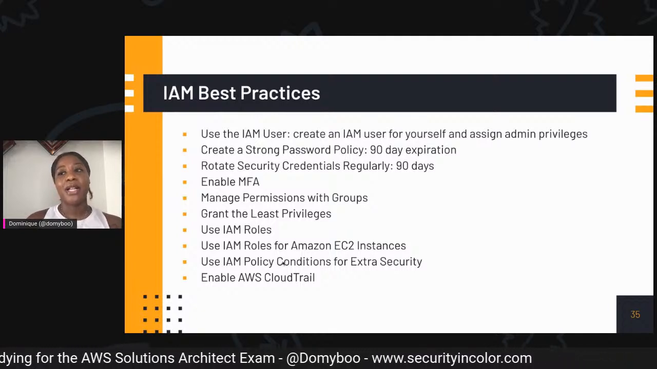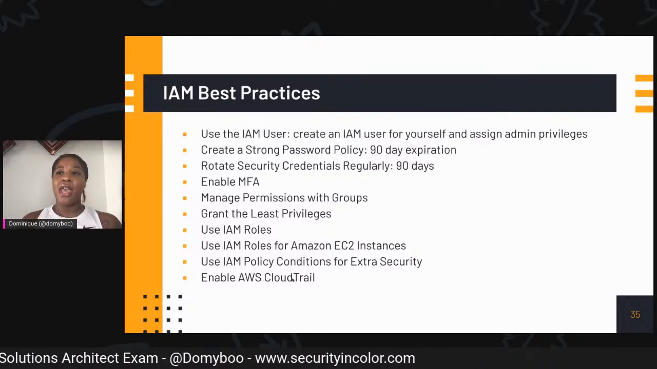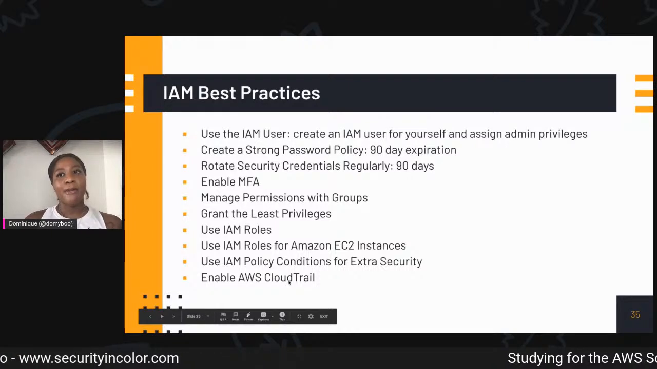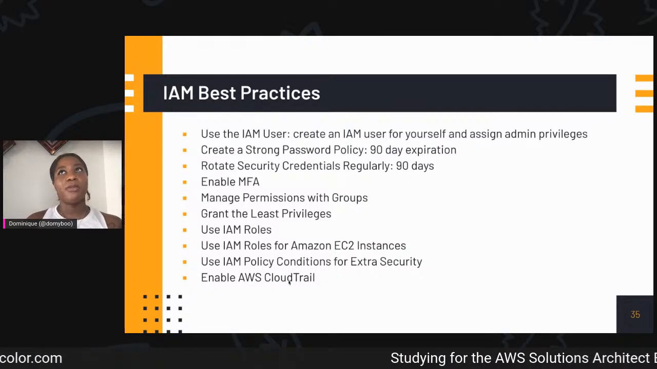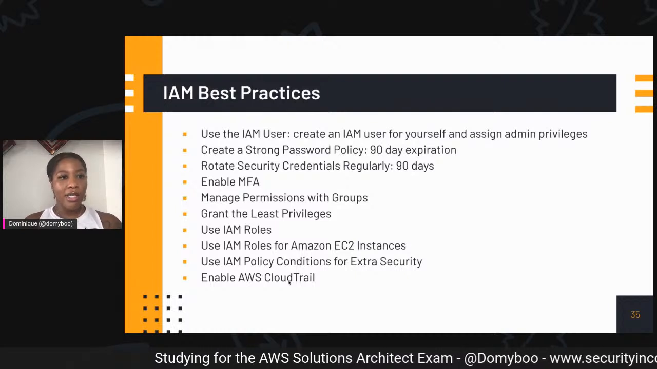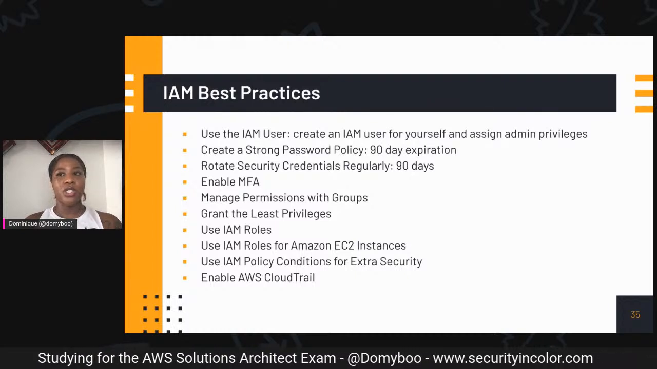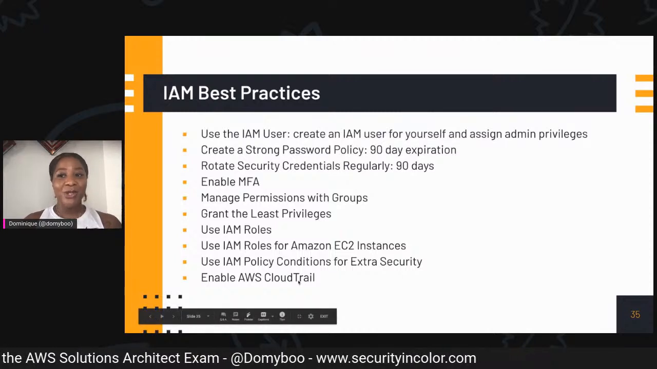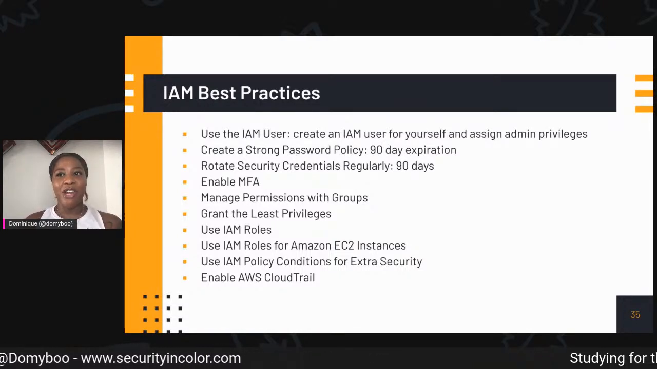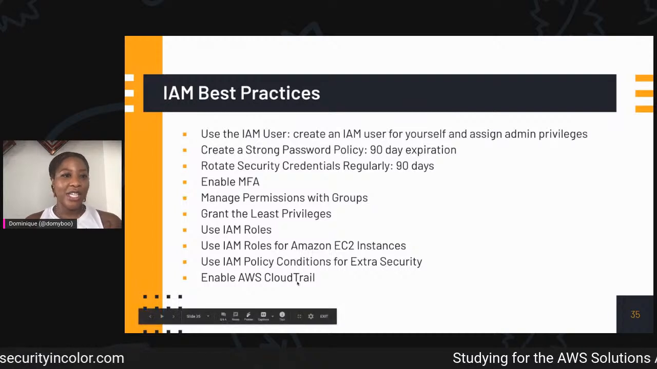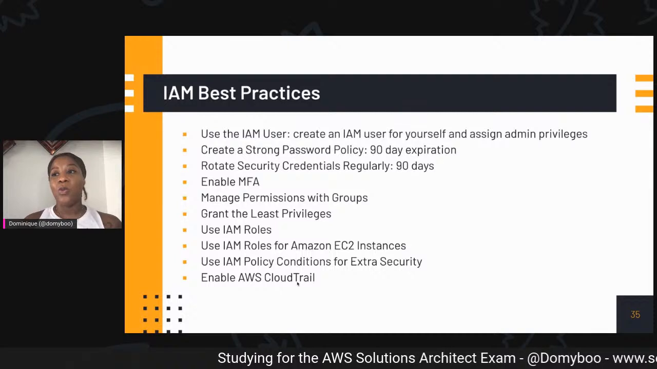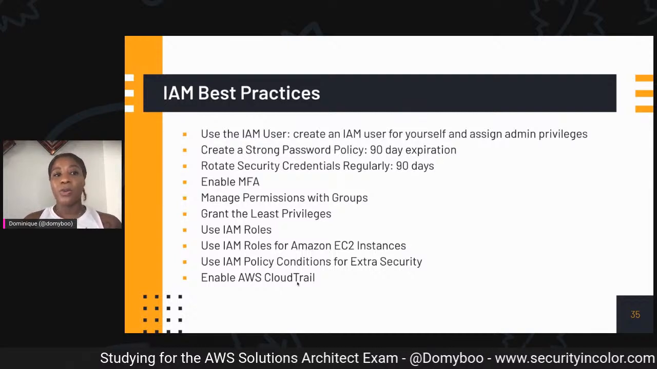Make sure you use IAM policy conditions for extra security, and make sure you enable AWS CloudTrail, because again, as you set up your environment, you should be making sure that you have the ability to log and monitor and keep track of what's going on in your environment. It makes no sense if you're going to set up this entire AWS cloud environment and somebody in your business is doing whatever, and you have no idea how to even track. You don't know what changes have been made. You don't know when it happened.